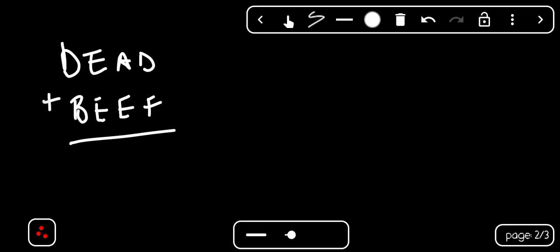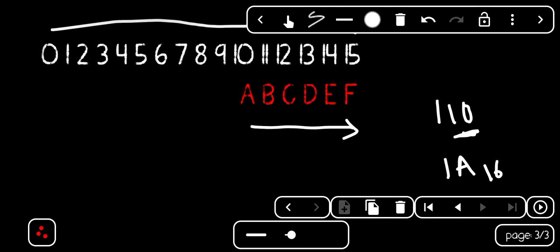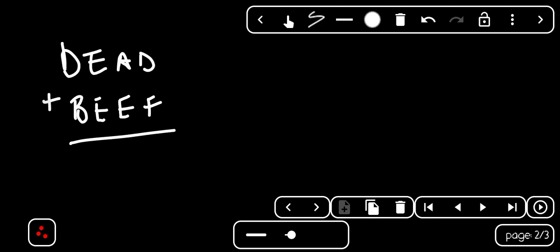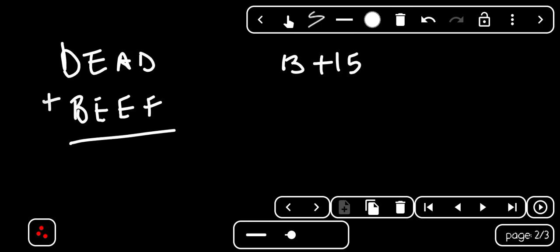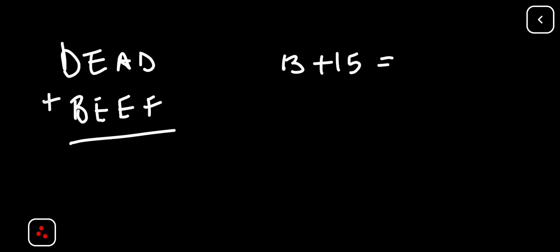So if you want to solve this, let's say you have DEAD plus BEEF in base 16. First things first, we're going to start with D plus F. Now, what is D in base 16? If you check it out, D is 13. So that is 13 plus F. F is 15. So 13 plus 15 is going to give you 28.